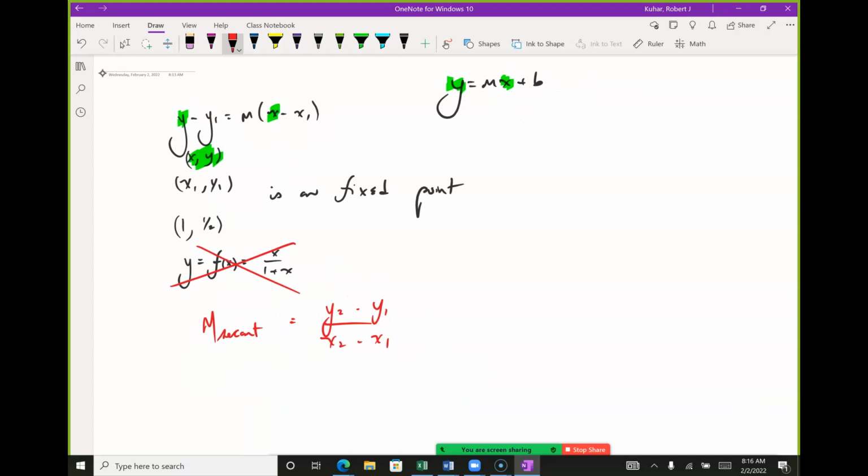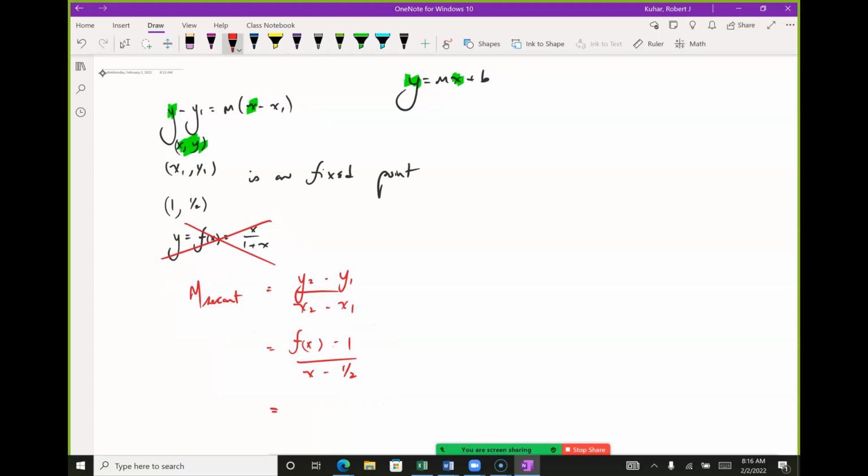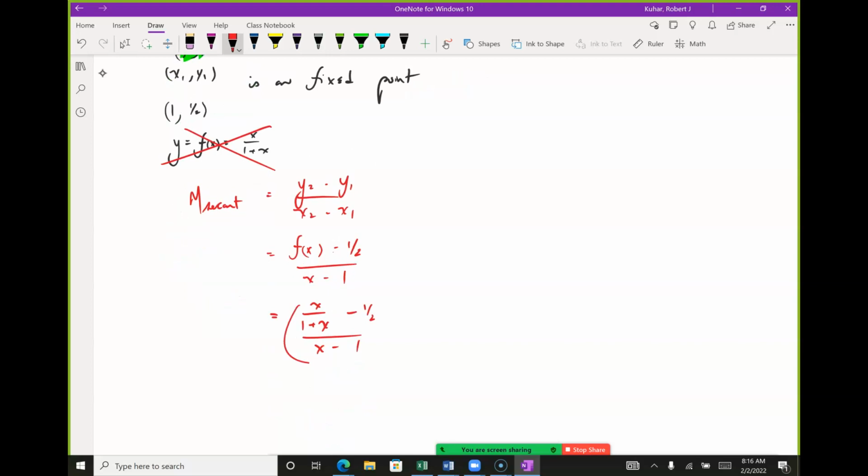And for us, that's going to be f of x minus 1 over x minus 1/2. I want to keep my arbitrary point as the x sub 2, y sub 2. And of course I can fill that in. I have x over 1 plus x minus 1 over x minus, oh, I made a mistake there. I switched my x and y. Sorry. Wake up, Robert. 1/2 is a y value, and 1 is an x value. Sorry about that.